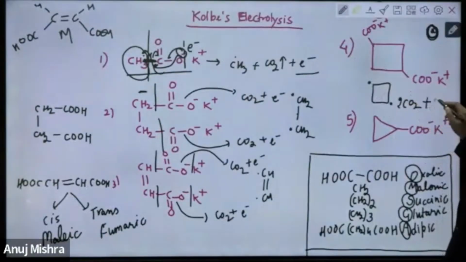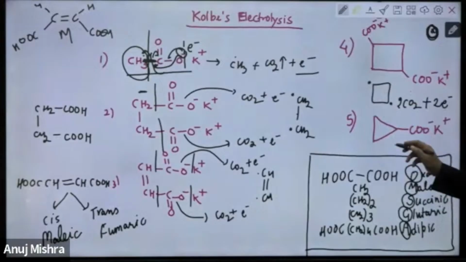Now has it started to make sense to you? Why am I writing 2 times? You can understand 2 CO2, 2 electrons. This time, radical, CO2, electron. How many people understood everything? Whatever is written is clear to you, conceptually sound.